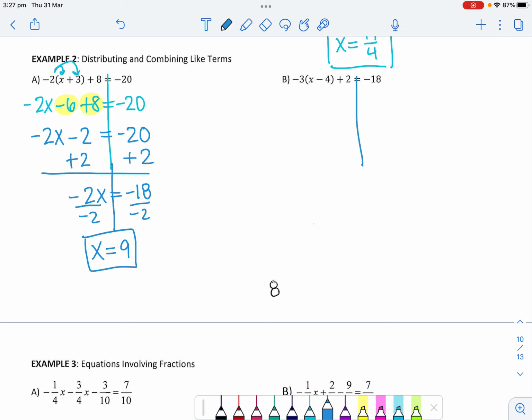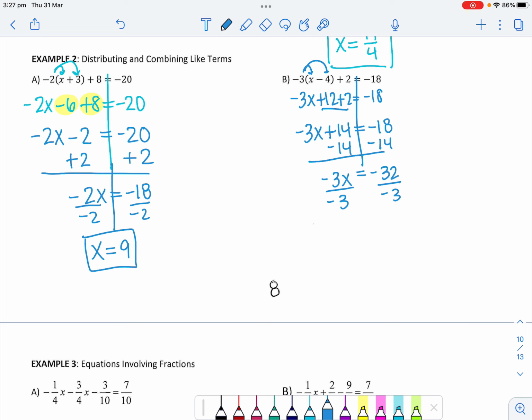Same thing over here. I'm going to distribute first because I got this extra like term hanging out here. So -3x plus 12 plus 2 equals -18. 12 and 2 is 14, so -3x plus 14 is equal to -18. Can subtract 14 from both sides, so -3x equals -32. And when I divide by -3, I get x equals, and I'm going to leave it as 32 over 3, but the negatives cancel out to be a positive.